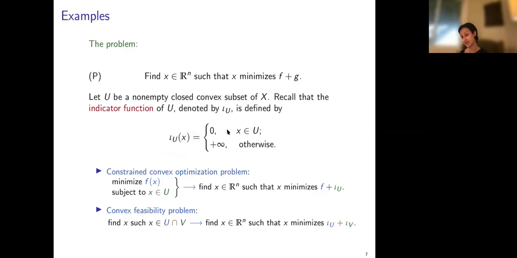You could be more specific and make your objective function another indicator, in which case you're minimizing the sum of two indicators, which is exactly modeling this convex feasibility problem.